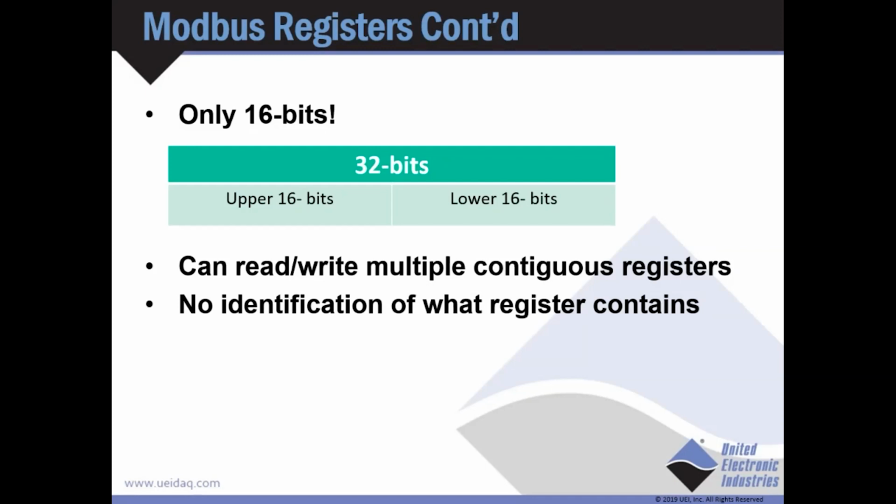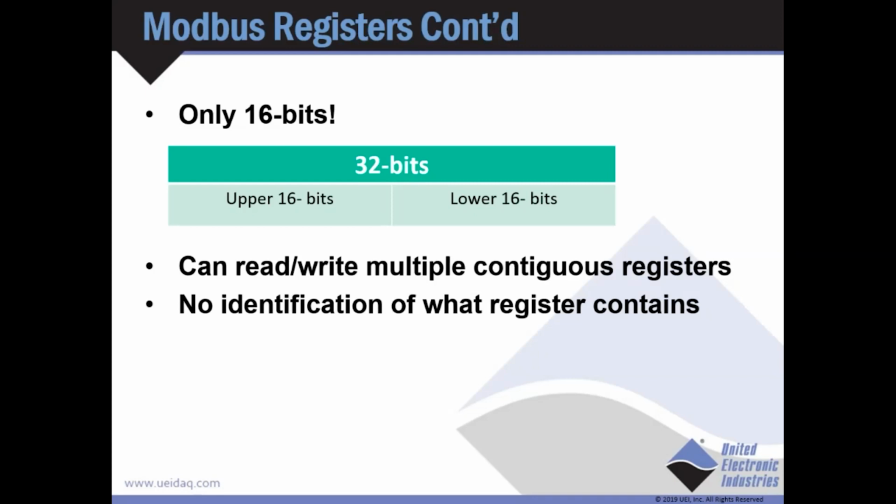Another downside about Modbus, though, is there's no identification of what the register contains. It's just a data stream, just sending a floating point value. Modbus doesn't say this is voltage or this is current. It's up to your application, the Modbus master, to know what the Modbus server is sending, and part of that is user input.